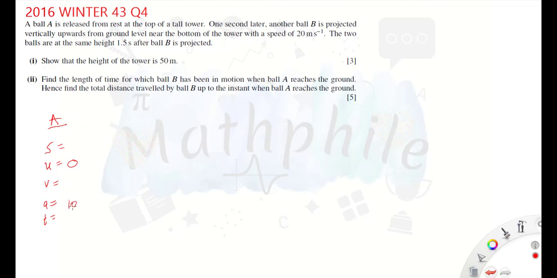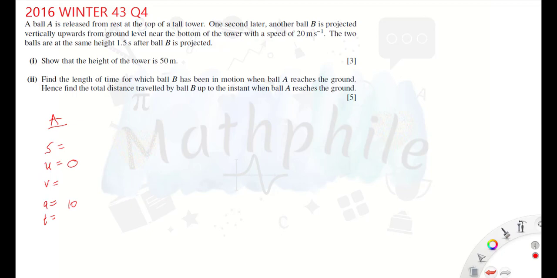The A is going to be 10 because it is going downwards. Then T will be 1.5, and we can leave the S as S. Good. Are you sure the T is going to be 1.5? Wait. Let's read the question again.